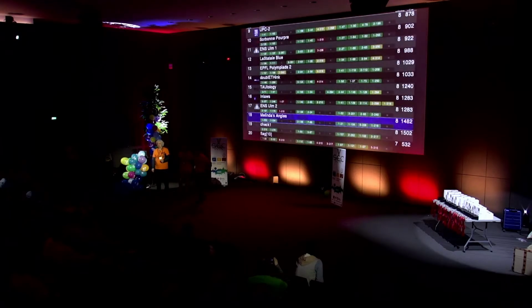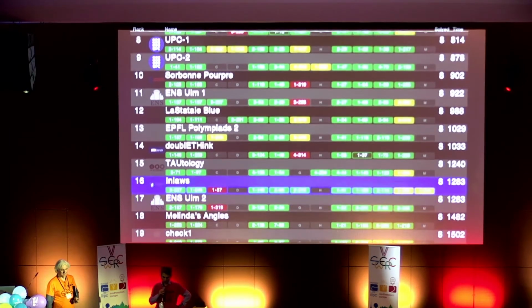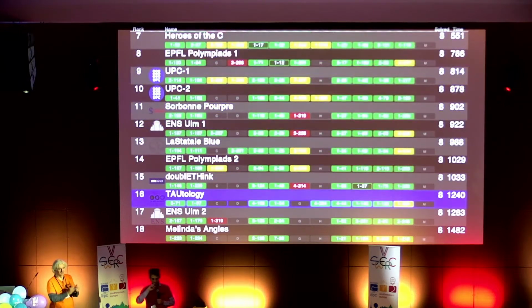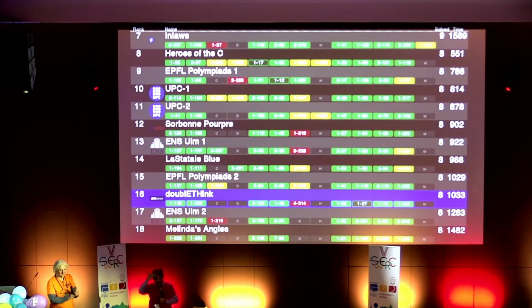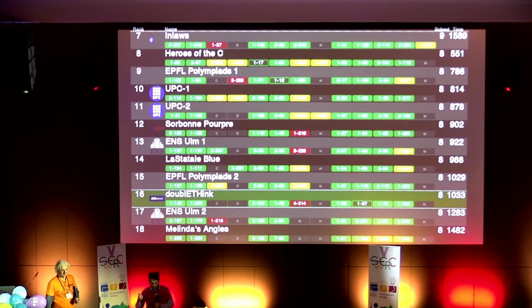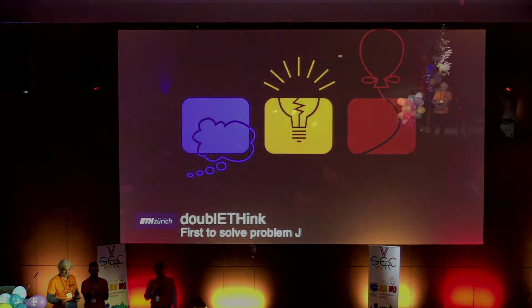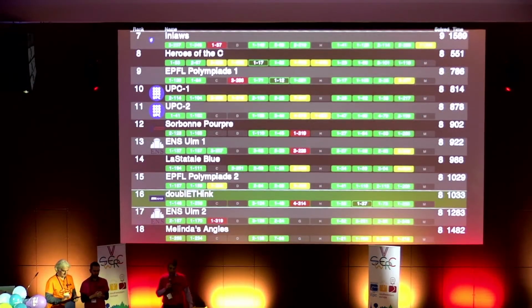Okay. Now, let's continue. In Assume 2, one more. In-laws. Wow! Tautology. Oh, 9 problems solved. This is amazing. 9 problems solved. Double Think. Okay, this is their standing. 16, and they're the first to solve the problem J. This is impressive. A special applause for them. ETH Zurich, you rock. Okay, EPFL Olympiads 2.